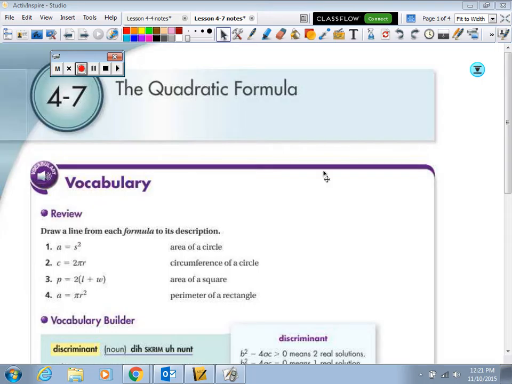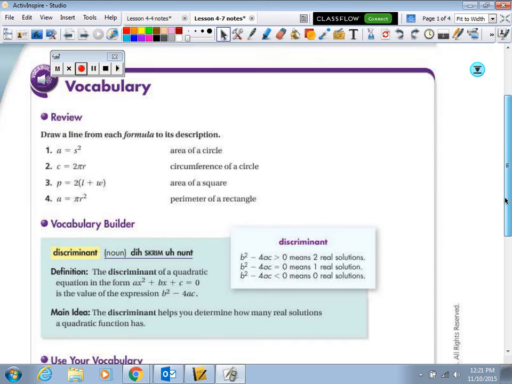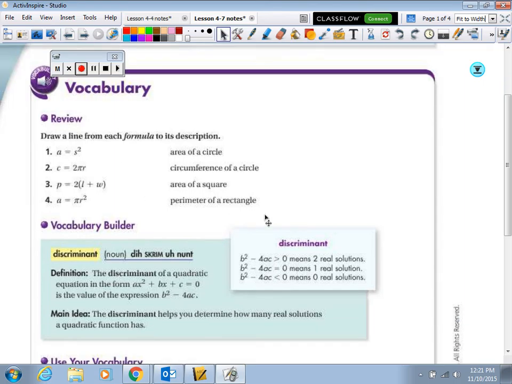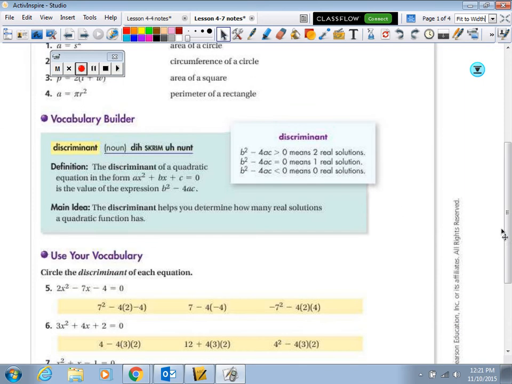So basically what you're going to see here is just a lot of draw a line. So see, do you understand all the formulas? Can you recognize them? Okay, here's our vocabulary. We're working on discriminant, and it shows you what discriminant is. It's the part underneath the radical on the quadratic formula.